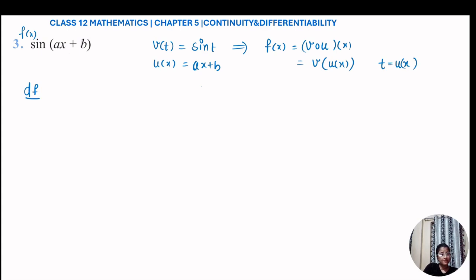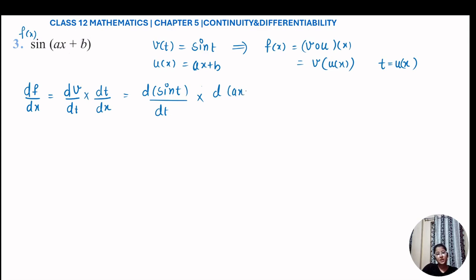So our df by dx will be nothing but, you have to differentiate your outer function with respect to t. Now somehow we want the differentiation with respect to x. So what you will do? You will differentiate your t with respect to x. Just put the values, put the differentiation. Differentiate sine t with respect to t, multiplied by differentiating your t, and your t is nothing but u of x, or your u of x is nothing but ax plus b.